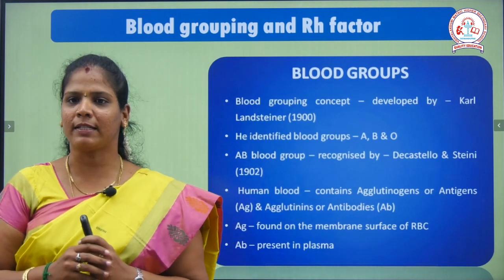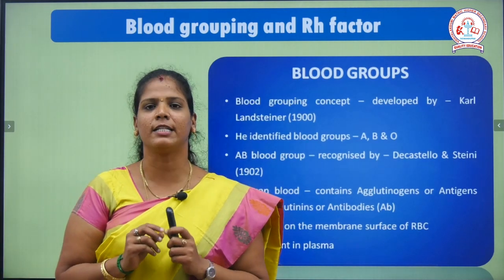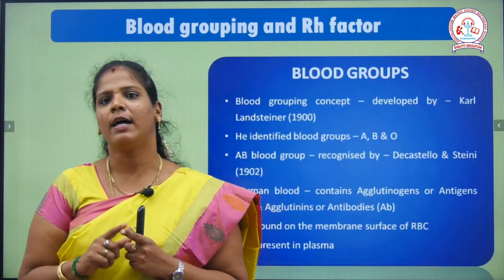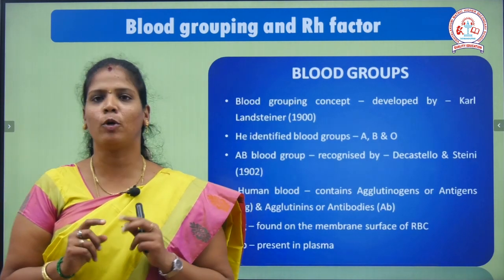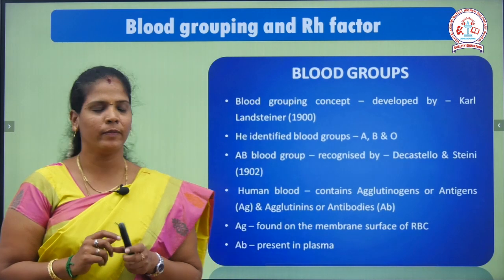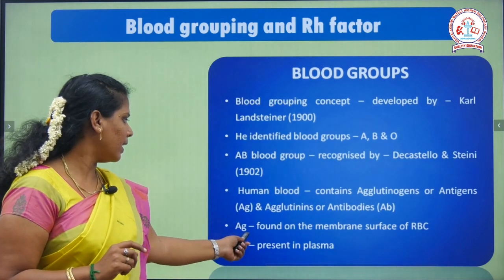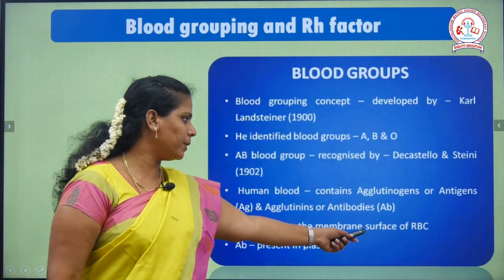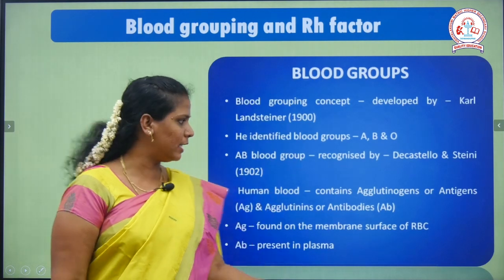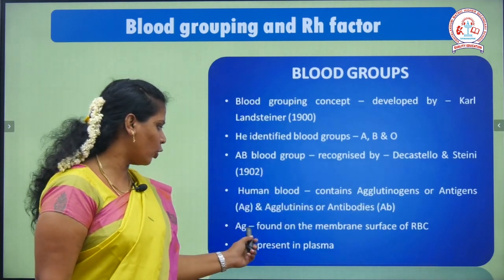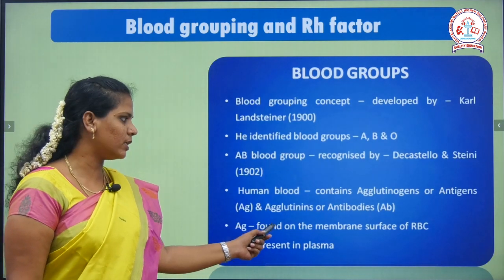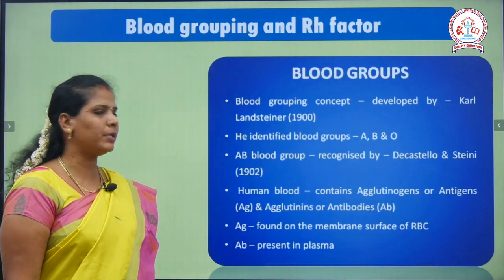Okay, the human blood contains agglutinogens, which are called antigens, and agglutinins, which are called antibodies. Both will be present in the blood group. The antigens are found on the membrane of the surface of RBCs.